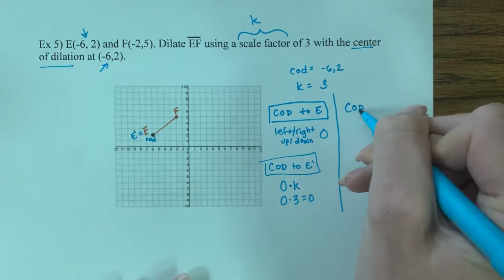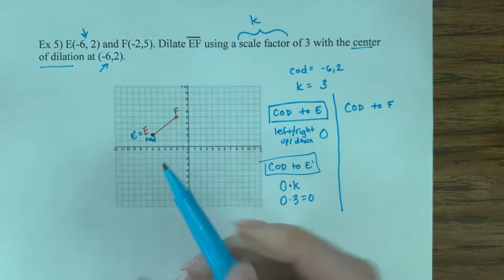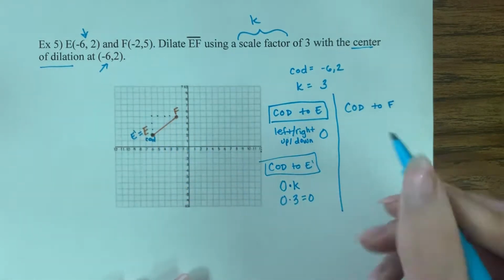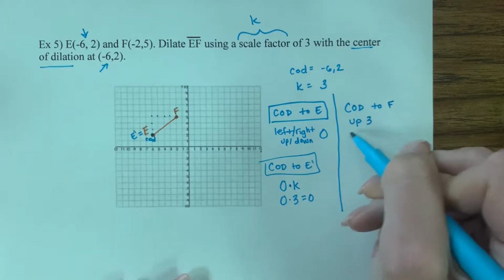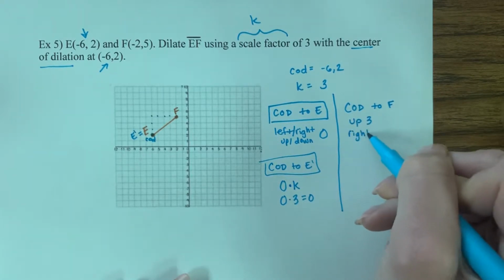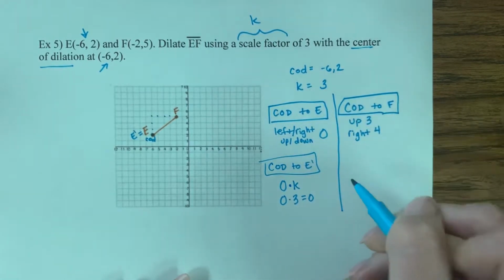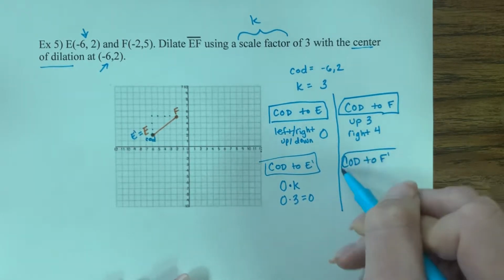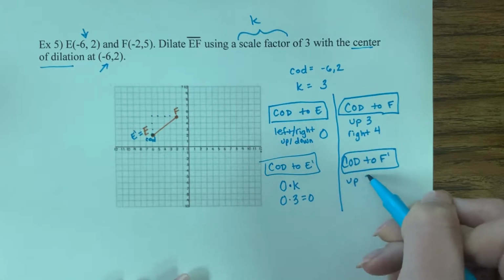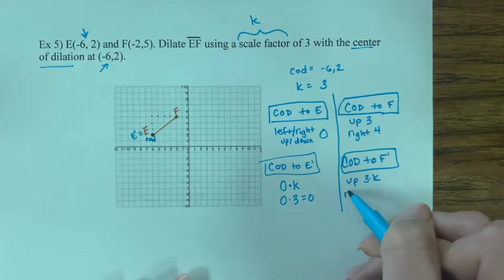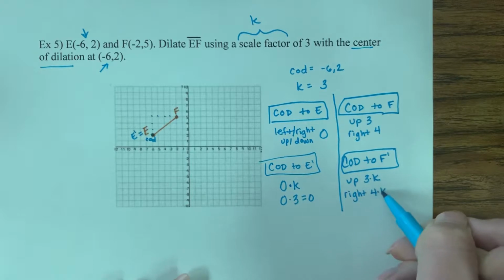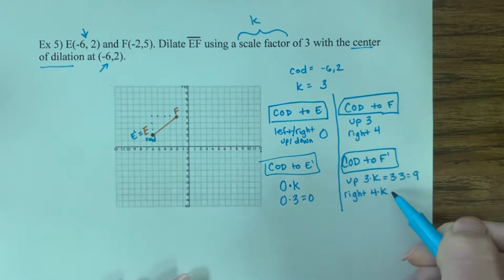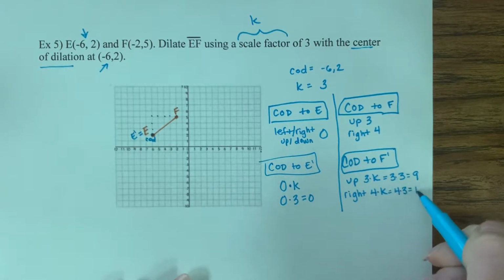So now from the center of dilation to F, I'm going to count. So I would go up 1, 2, 3, over 1, 2, 3, 4. So up 3, right 4. And now I can apply my rule, center of dilation to F prime. So I'm going to go up 3 times K, and to the right, 4 times K. And in this case, K is 3. So it's going to be 3 times 3, which is 9, and 4 times 3, which is 12.